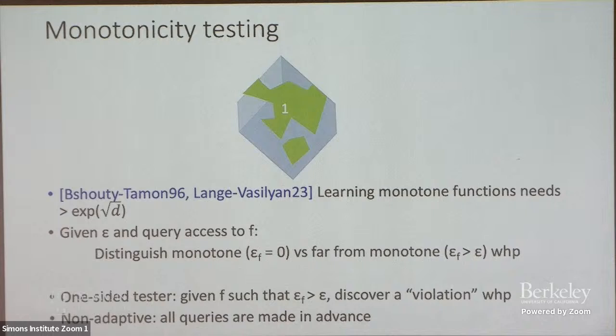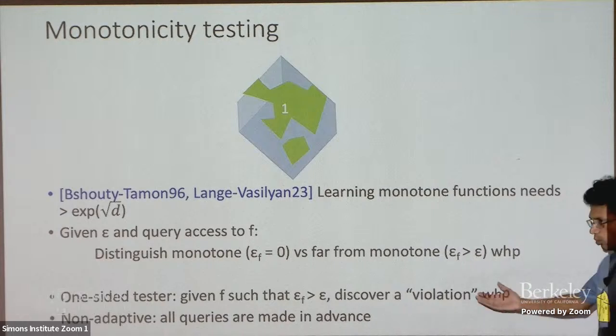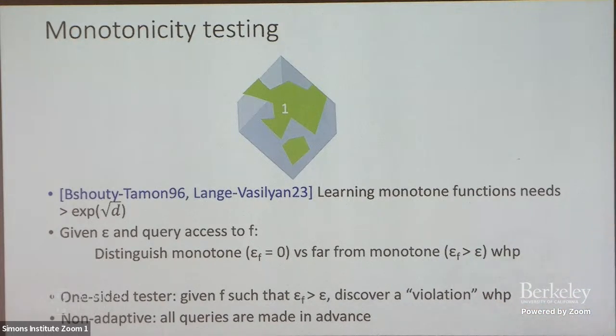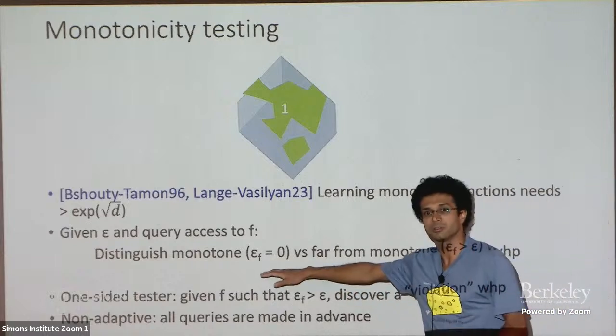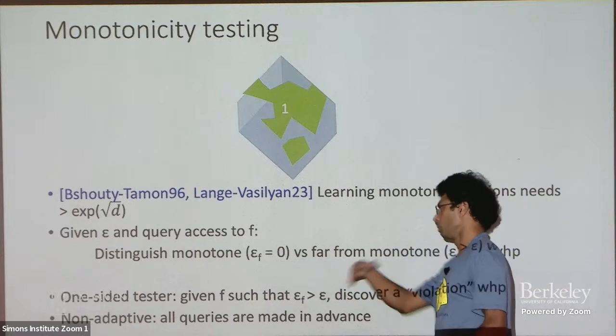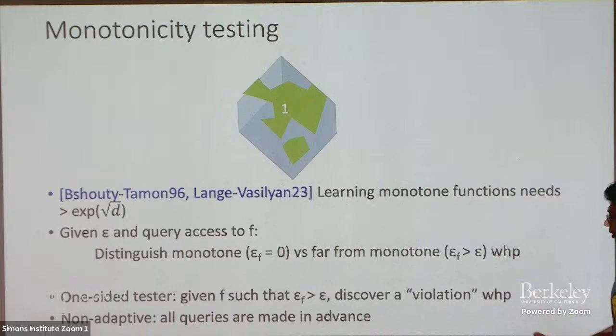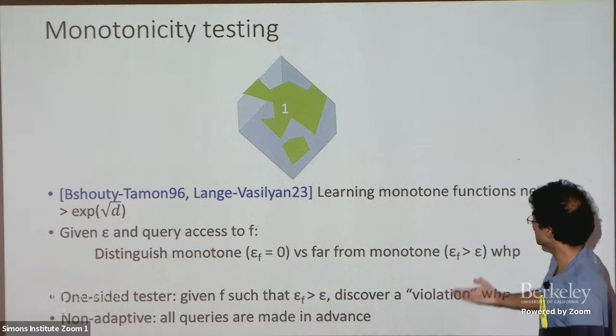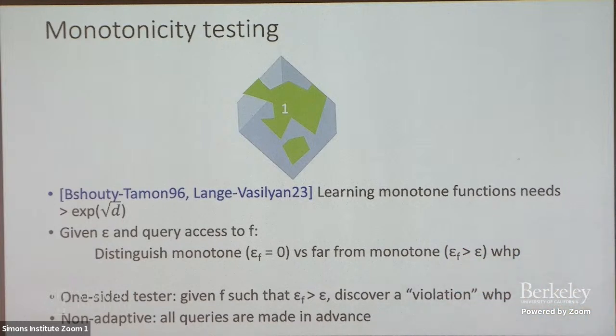And by and large, I'll focus on one-sided testers, which means that when the function is monotone, it always has to accept. Conversely, if you're given something that is far from monotone, you have to discover a violation to monotonicity with high probability, and again, with some constant probability. I'm also going to focus on non-adaptive testers here, which means all the queries are made in advance.